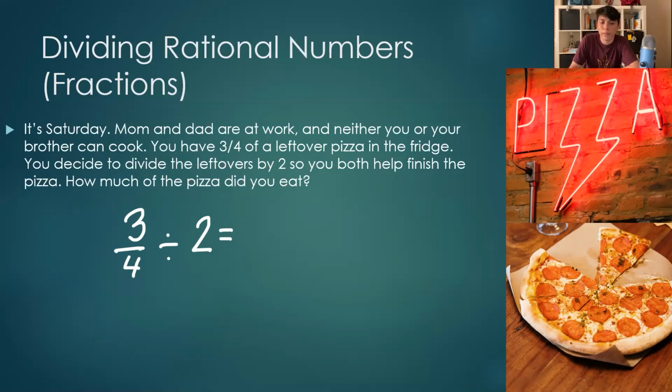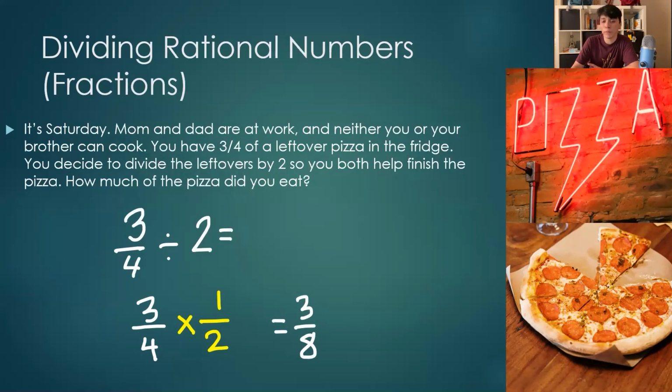So to make this easier, we can use what we learned in the last slide. Make this into a multiplication problem. Make this 3/4 times 1/2, because 1/2 is the reciprocal of 2/1. Now you can multiply across. 3 times 1 is 3, and 4 times 2 is 8. So you should have gotten 3/8 of the whole pizza. And your brother should have also gotten 3/8. So there you go. That's one example.